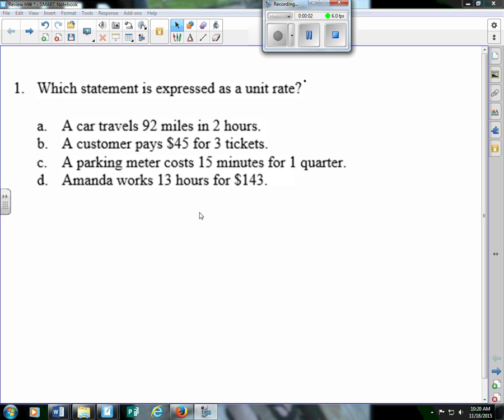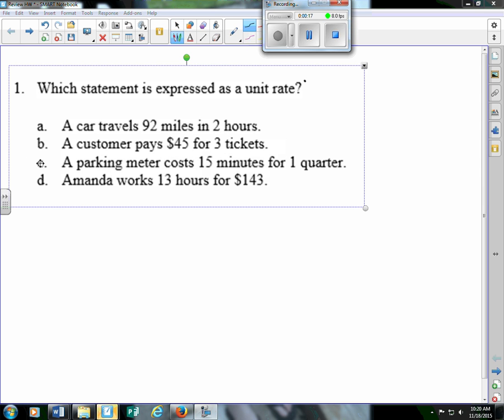Okay, this is the first part of the Chapter 5 review. It says, what statement is expressed as a unit rate? Remember, unit rates are always over 1. So A is over 2, B is over 3, C is going to be 15 over 1, which is correct. So the answer will be C.